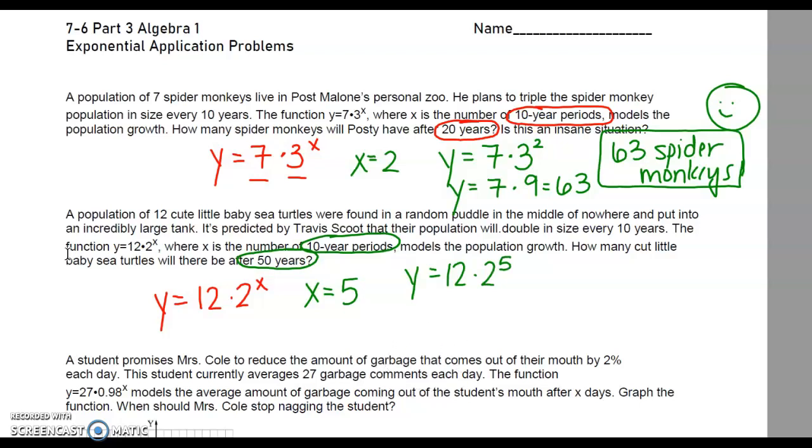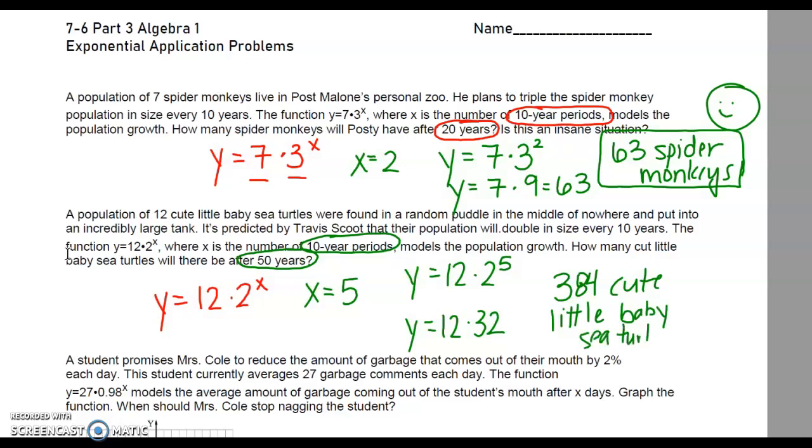So we'd have y equals 12 times 2 to the 5th, which is 32. 12 times 32 is 384 cute little baby sea turtles. That's a lot of sea turtles.